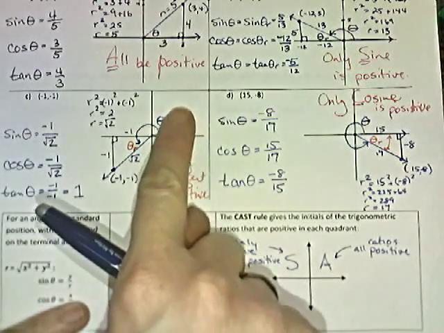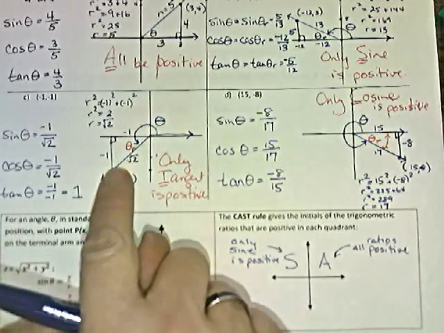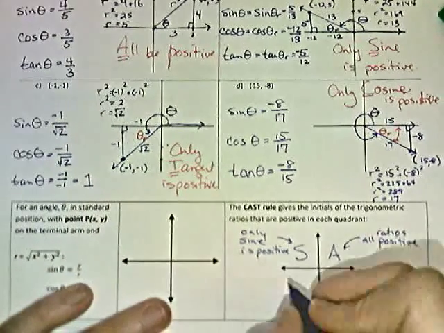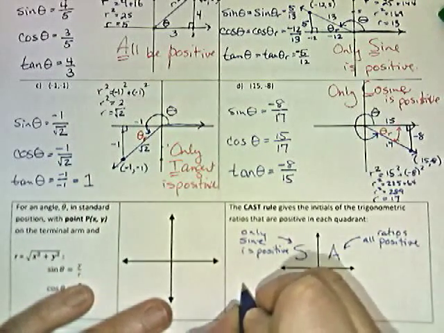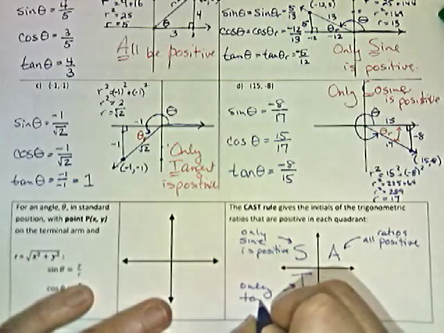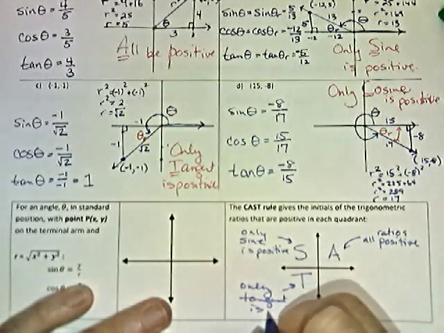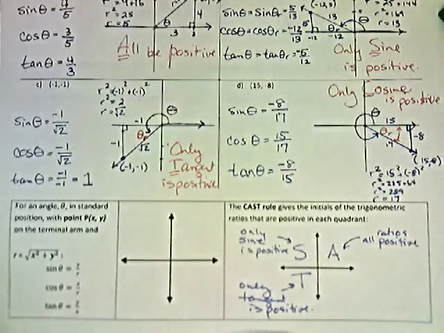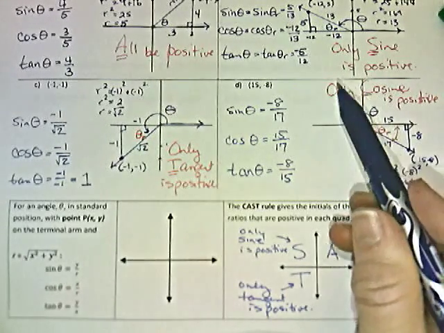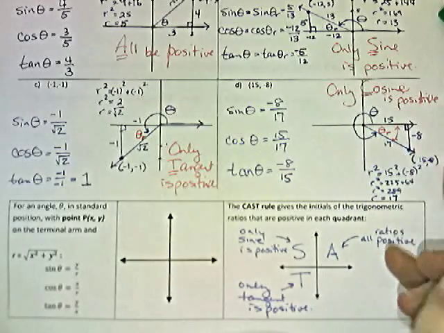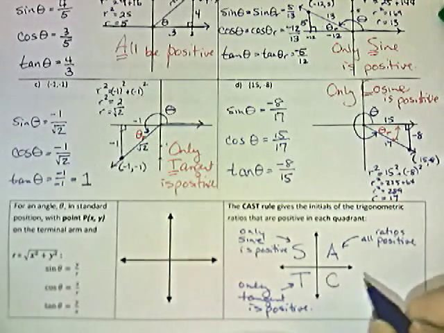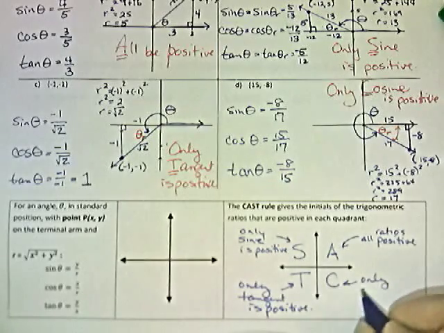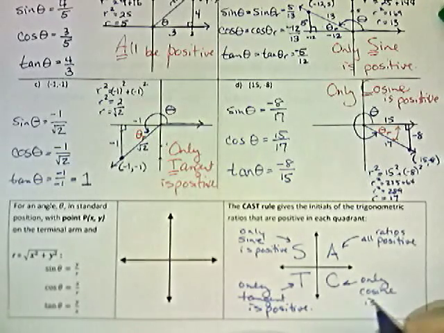Then if we swing an angle around so its size lands it anywhere in the third quadrant, of all the trig ratios, only tangent is positive. Again, the CAST rule reminding you of what is positive. And then if an angle is big enough to land in that fourth quadrant, then only cosine. C-A-S-T is positive.